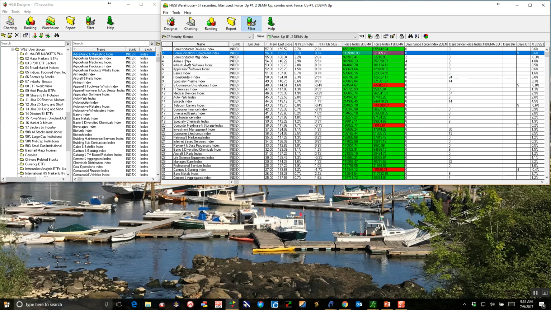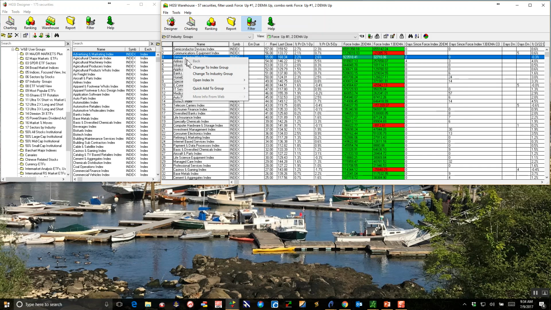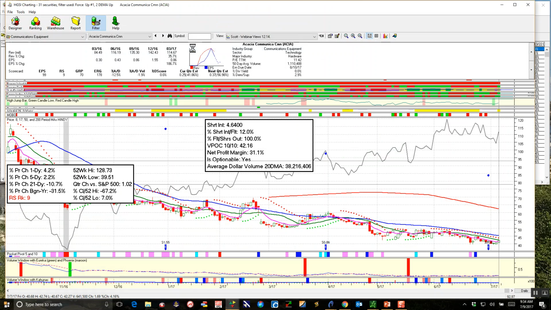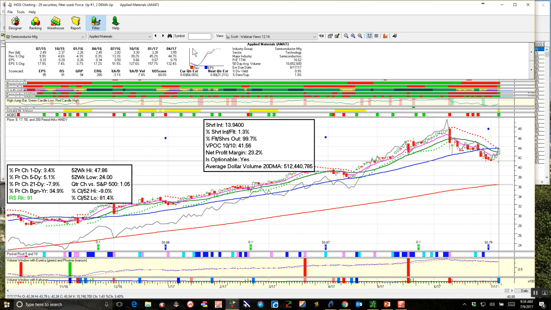So I'll move down to the next group. This is what I do. I go from top to bottom. Semiconductors, I kept my Applied Materials. I had written some puts against it. I still like Applied Materials. Do you see a pattern here?